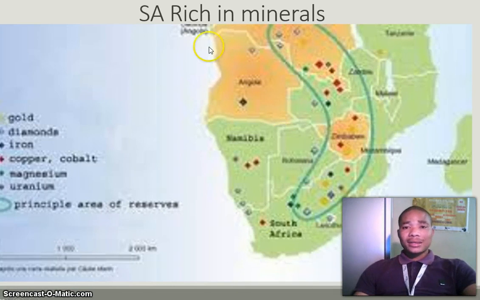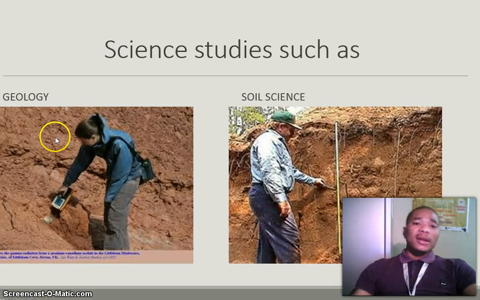South Africa is rich in minerals. As we can see here, the distribution of minerals all over the country: gold, diamond, and iron. And this is very important for studies such as geology and soil science. South Africa is such a special place to study Earth system science.